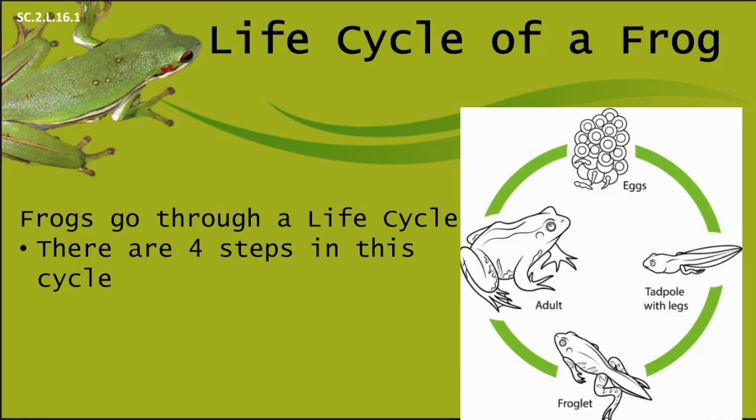The life cycle of a frog. There are 4 steps in the life cycle of a frog. They start off as eggs, then they become a tadpole with legs, then a froglet, and an adult. Now we're going to go through each of those steps.